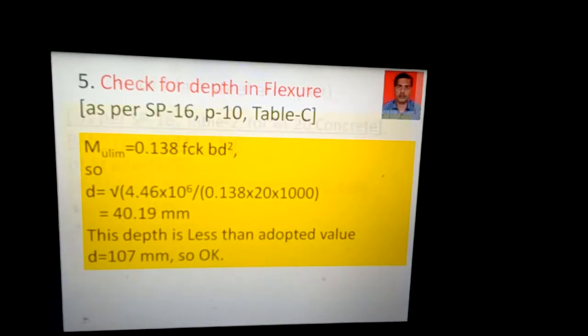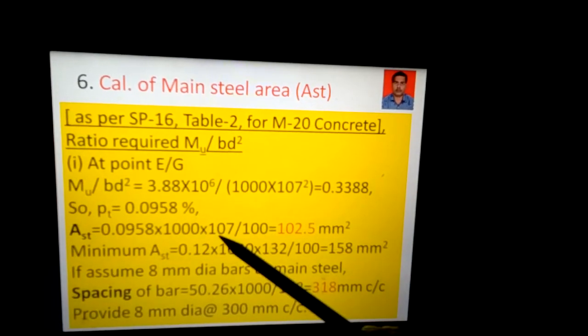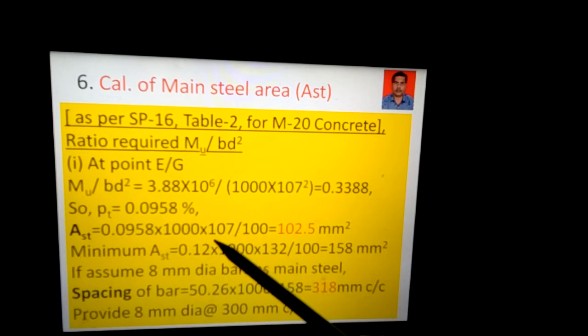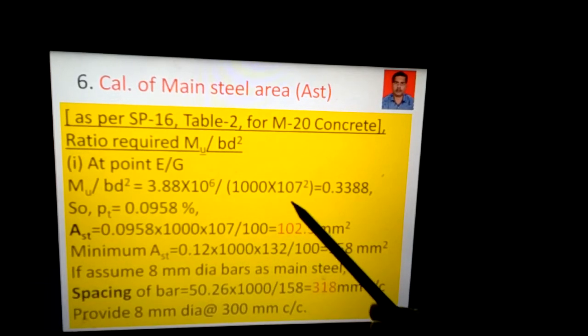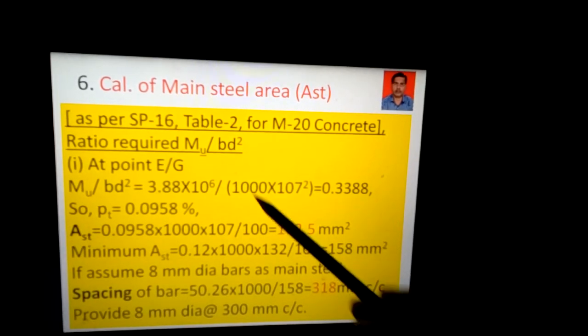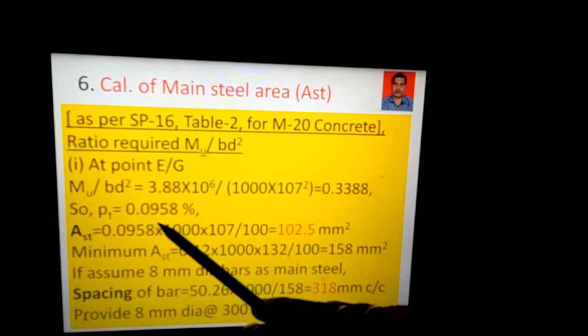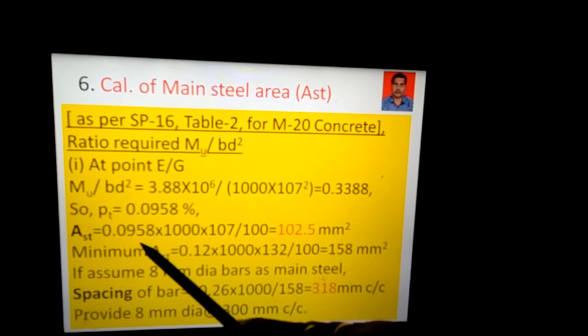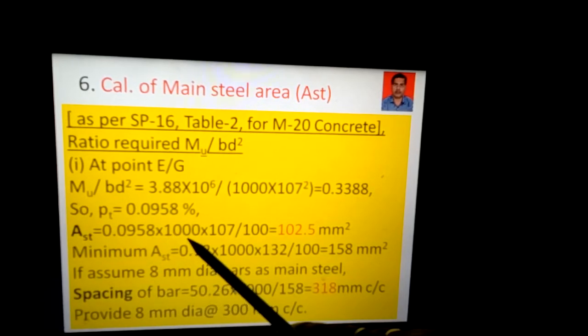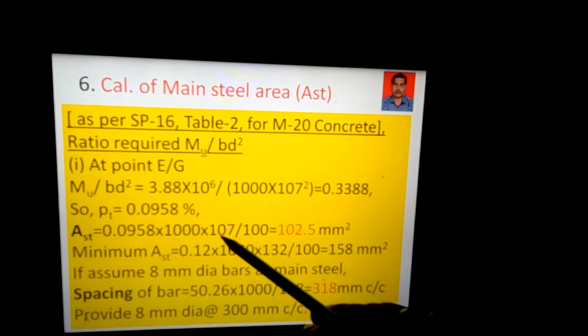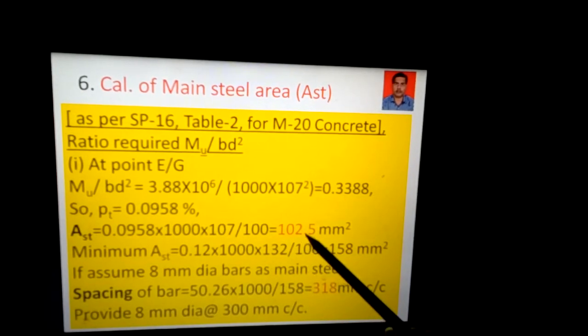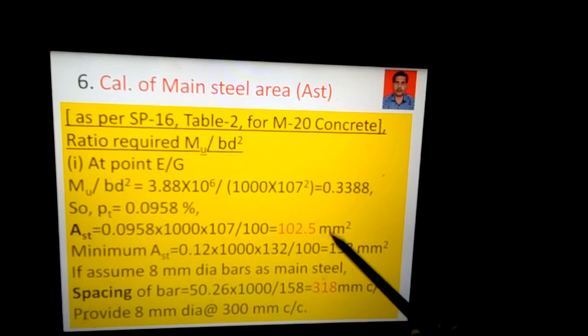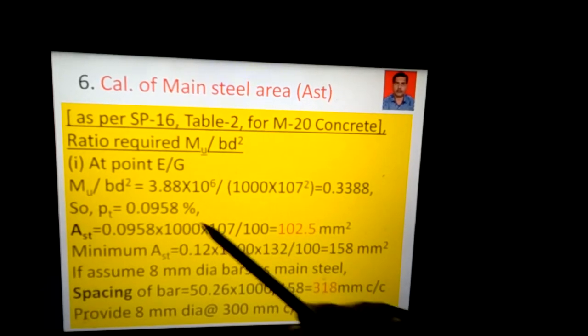So at the midpoint of the end span, we get Mu by b d square, the total moment 3.18 into 10 to the 6, divided by 1000 and 107 square, that is d square. So this is 0.3388. For this ratio from table 2, we get pt 0.0958%, and using this percentage, the Ast area of steel comes as this percentage into the b value into the D value divided by 100, that is 102.5 millimeter square. Now you see this percentage is very less.